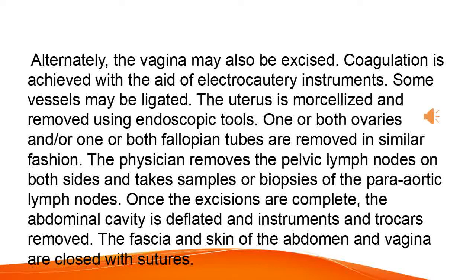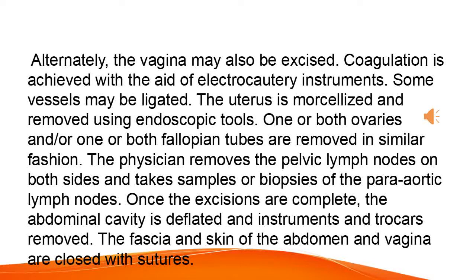Alternately, the vagina may also be excised. Coagulation is achieved with the aid of electrocautery instruments. Some vessels may be ligated. The uterus is morcellized and removed using endoscopic tools. One or both ovaries and/or one or both fallopian tubes are removed in similar fashion.